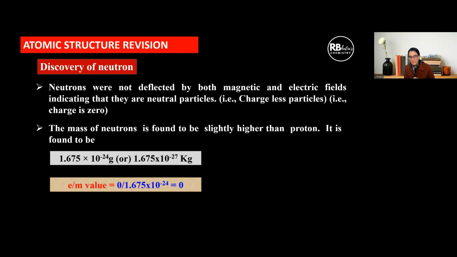And this is the e by m value given. It's 0. Why? Because the charge on a neutron is 0. Clear? And you can also memorize it like this. Mass of a proton is 1837 times mass of an electron, whereas mass of a neutron is 1840 times mass of an electron. Right? So there's a very small difference in the mass of proton and neutron, but a neutron is slightly heavier than a proton, and both these are much heavier than the mass of an electron. Just remember this.